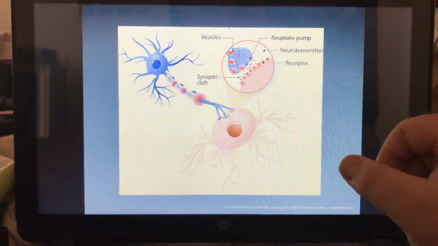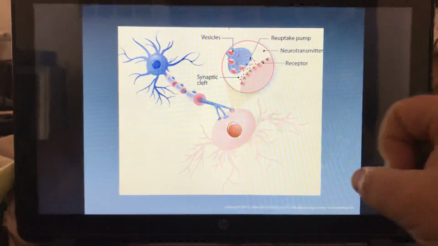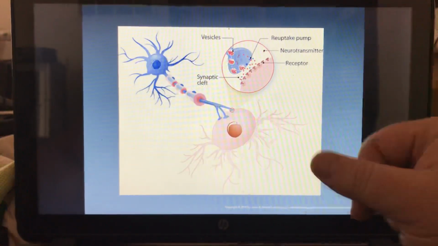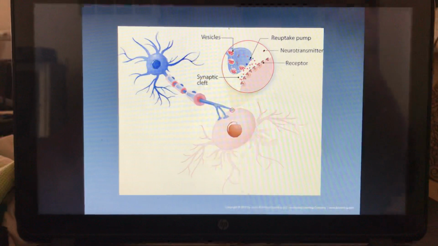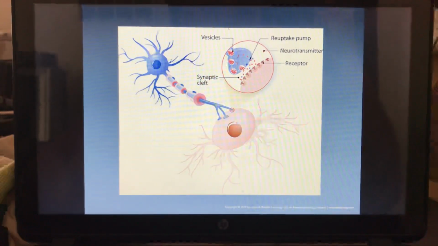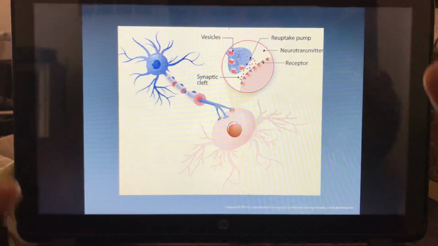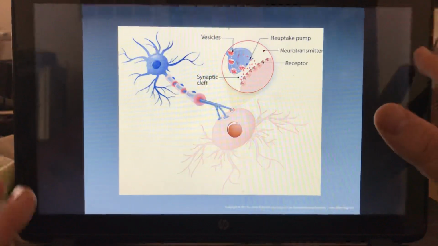It's done, and firing constantly and very, very quickly. With every movement that you have, thousands of neurons are activated, and the neurotransmitters are released and reuptaken again. So it's the reuptake. It's kind of confusing. It's hard to get your head around.